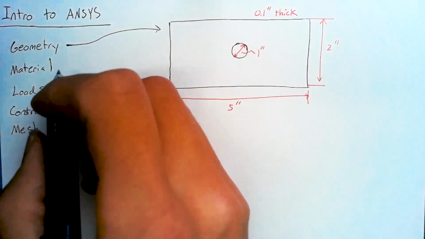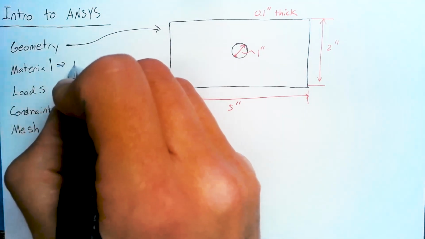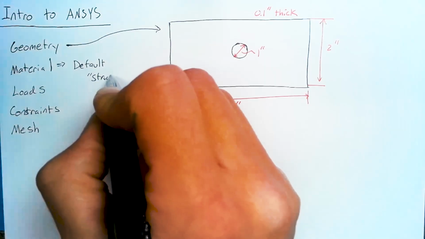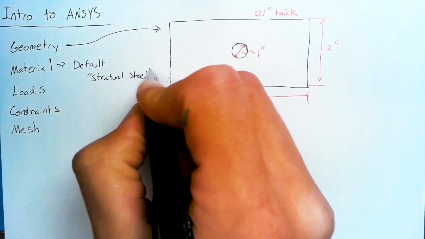Now for the material, we don't care that much about what it is, so we're just going to leave it as the default. And for ANSYS, the default is structural steel.